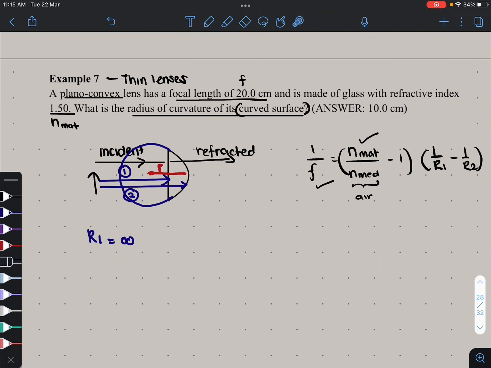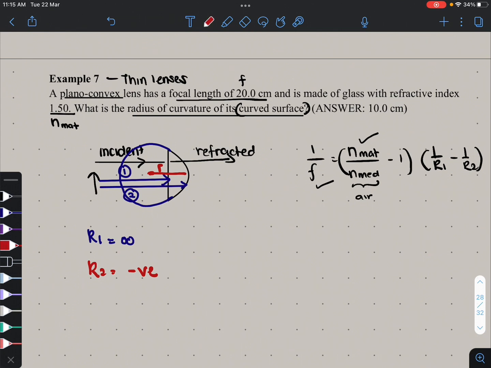Since my refracted ray and my R here are on the opposite side from the refracting surface, my R2 is negative. And the question asks what this radius is. We already know it has a negative sign, but we want to know what its value is.